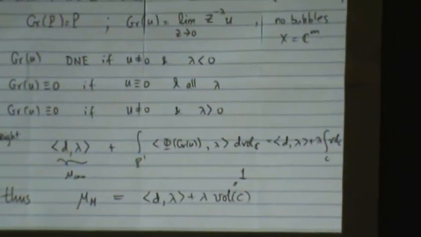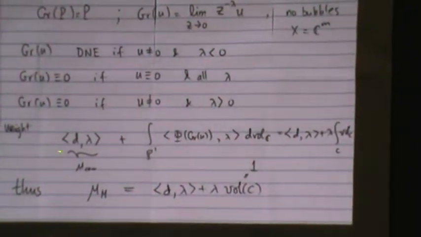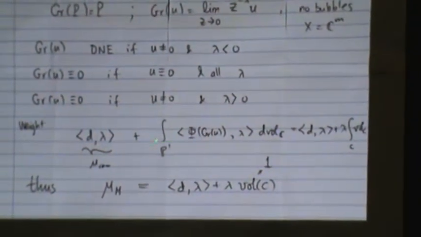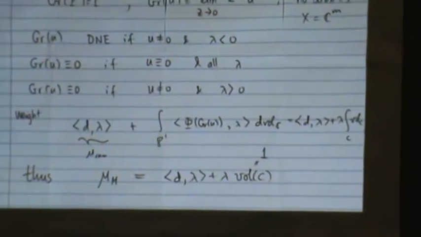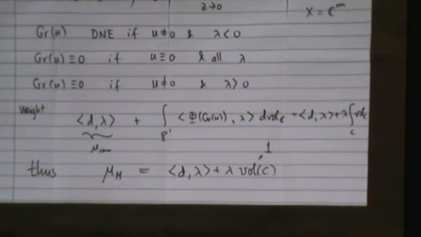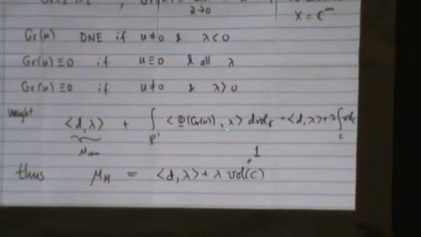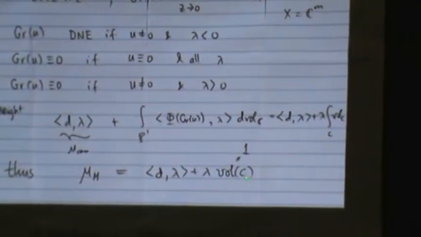And so the weight can be computed as follows. You just take the pairing of the degree with the lambda that you have, and then the integral, as I said before, of the moment map. The moment map at 0, if you notice, is just 1. But that's the only thing that we have. And then we have the lambda, so it's lambda integrated with the volume of C.